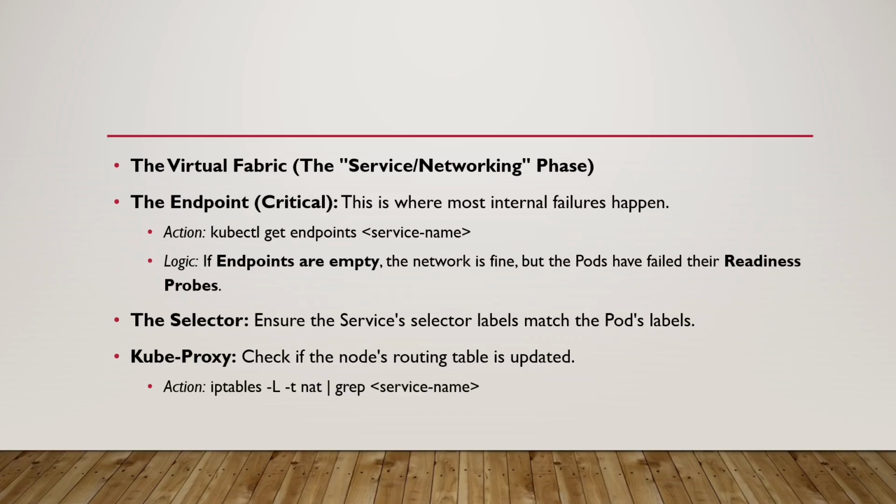And then we go one layer deeper, and here we check the endpoints. That is very critical, where most of the internal failures happen. The action is that we can run kubectl get endpoints with the service name. If endpoints are empty, the network is fine, but the pods have failed their readiness probes. Here we can also check the selectors, and the node-level routing tables.